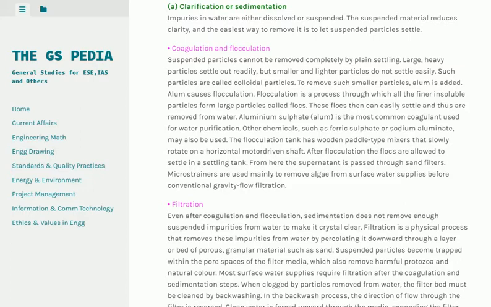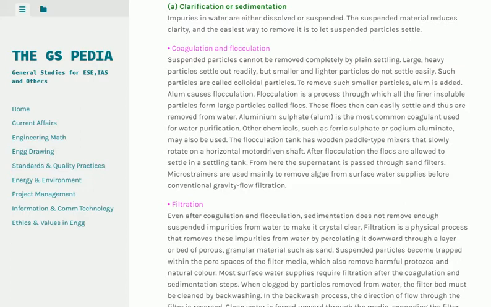The flocculation tank has wooden paddle-type mixers that slowly rotate on a horizontal motor-driven shaft. After flocculation, the flocks are allowed to settle in a settling tank. From here the supernatant is passed through sand filters. Microstrainers are used mainly to remove algae from surface water supplies before conventional gravity flow filtration.